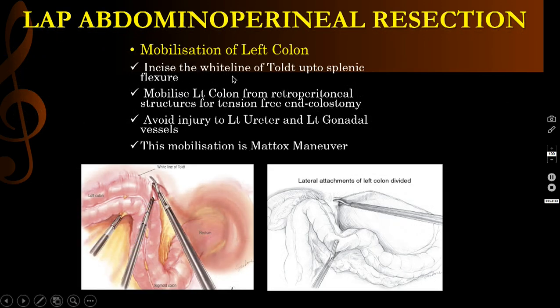The next step is mobilization of the left colon. So now you have to incise the white line of Toldt, that is the lateral embryological line of fusion. You have to make an incision and extend it up to the splenic flexure. Mobilize the left colon from retroperitoneal structures for tension-free end colostomy creation. The purpose of mobilization is just to create a tension-free end colostomy. Again, during this maneuver, we have to avoid injury to the left ureter and left gonadal vessels.